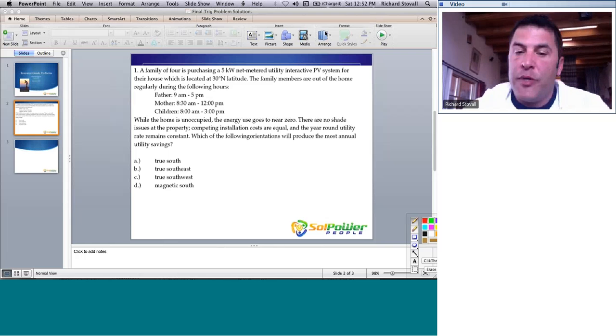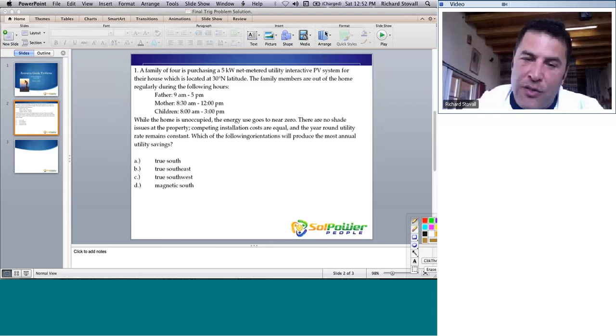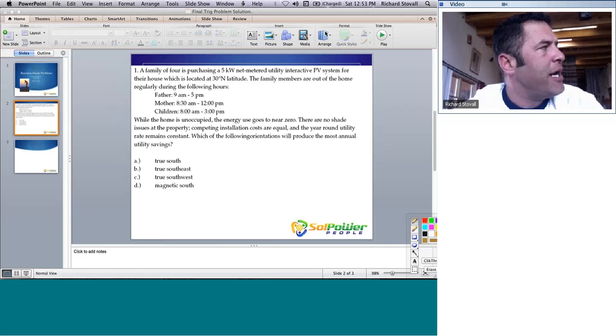Now, you guys also probably know that this isn't really true. It's true as a rule of thumb, but there are weather patterns and weather considerations that may actually drive the sweet spot, the actual optimal maximum number of kilowatt hours per year, to something other than true south.